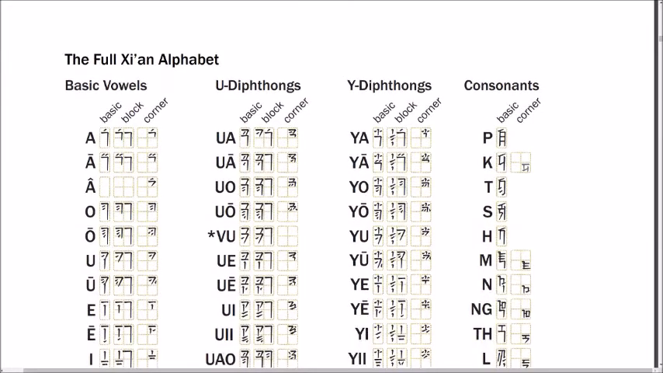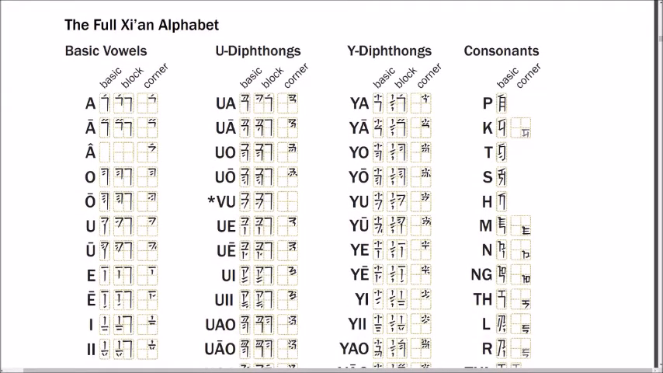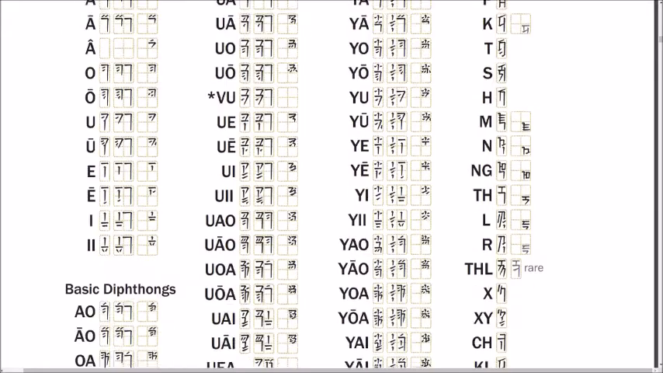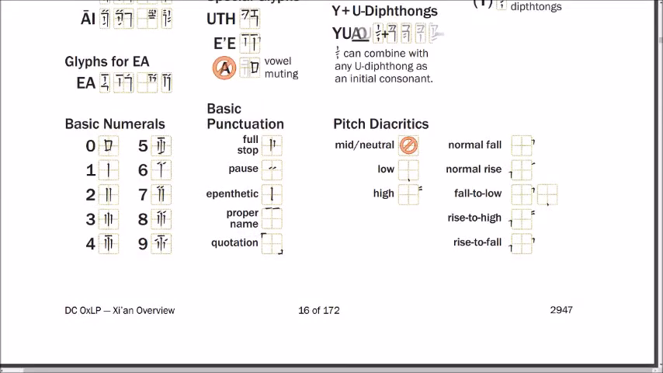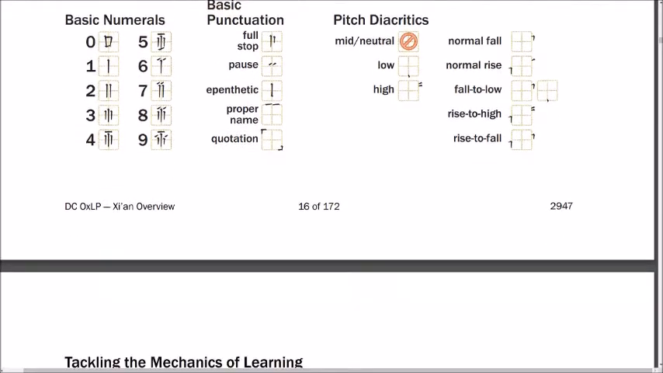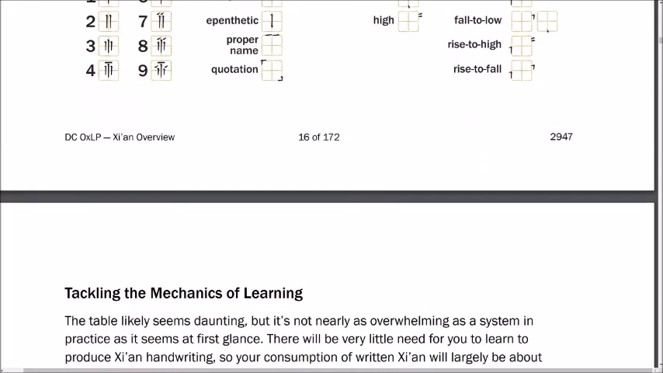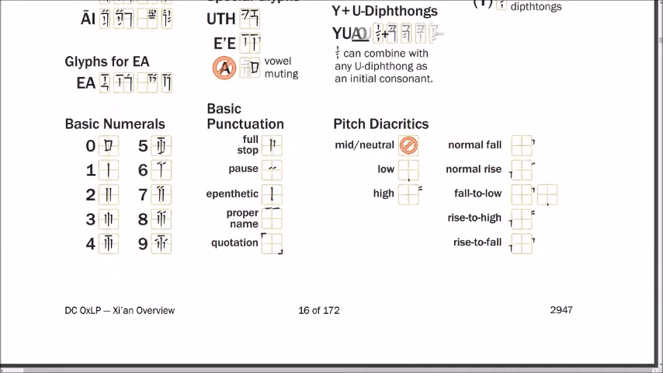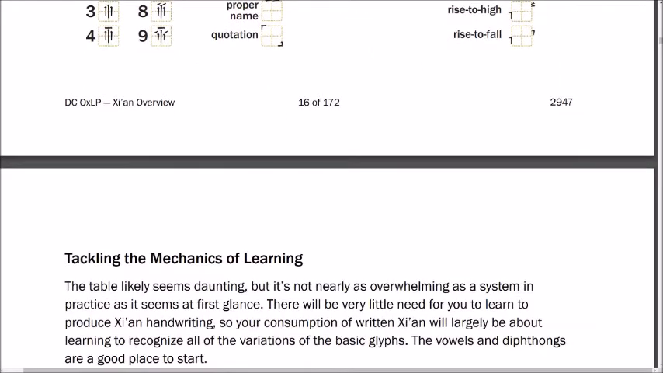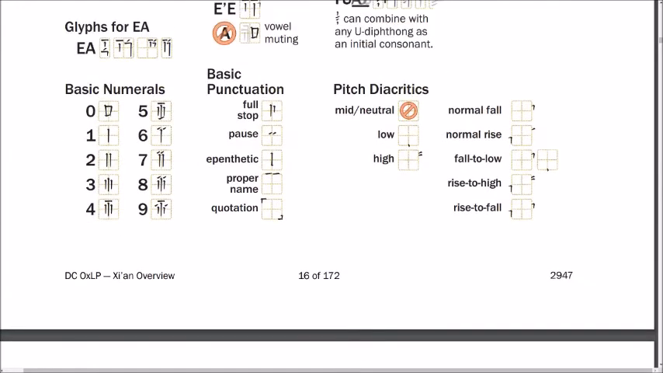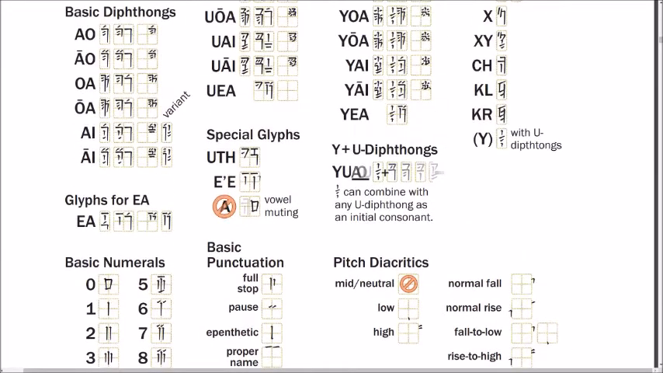The full Xi'an alphabet: basic block, corner, variant. Basic block corner can combine with any U diphthong as an initial consonant. With U diphthongs: vowel muting, full stop, pause, mid, neutral, low, high, normal, fall, normal, rise, fall to low, rise to high, epithetic, quotation, proper name, rare, rise to fall, basic corner. Basic vowels, basic diphthongs, glyphs for EA, special glyphs, Y plus U diphthongs.